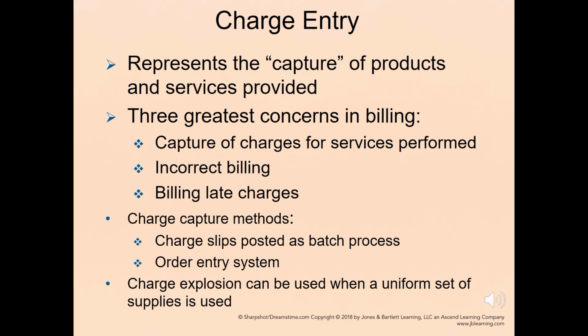The charge capture methods are charge slips that are posted in a batch process, meaning all the charges are entered at one time, or an order entry system where each charge is entered separately. Charge explosion can be used when a uniform set of supplies is used.